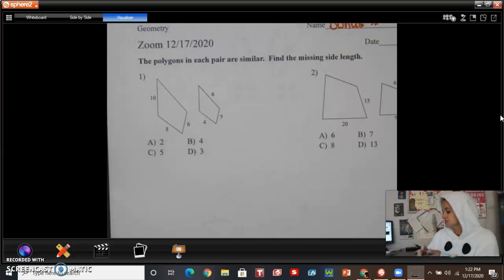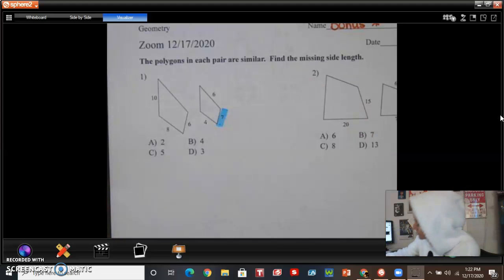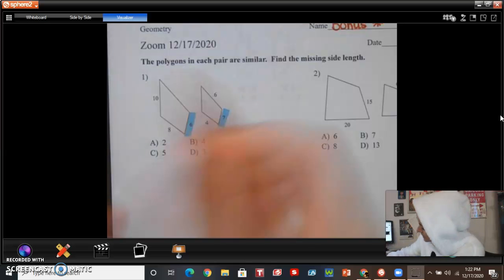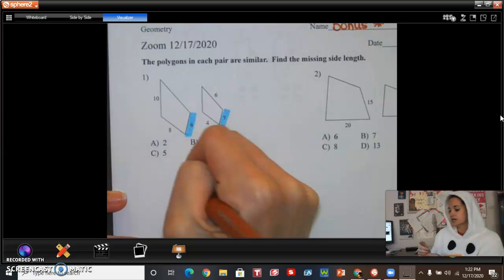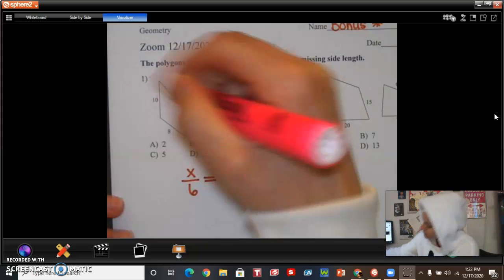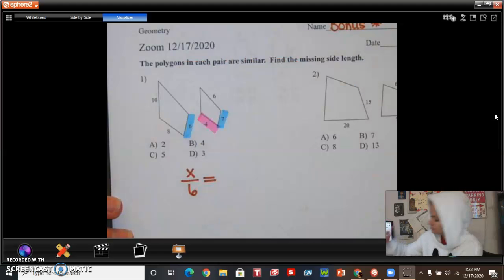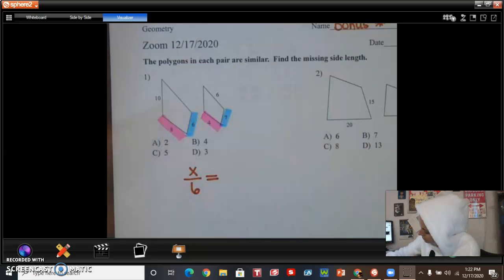For instance, this is our unknown, where our question mark is. So I want to look at my other figure and see what it corresponds with. Well, it corresponds with 6. So I would say, okay, x over 6. Find one more set of corresponding sides. I know 4 on this one. Who does 4 match up with on the other figure? It matches up with 8. So then I would say 4 over 8.